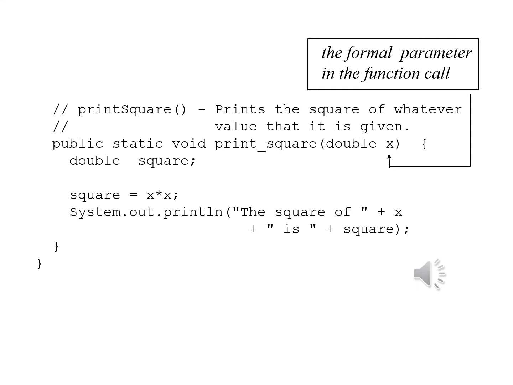Double x, as you see here, is the formal parameter, and it is being passed the value from the actual parameter in main. You'll see now I have double square. Square equals x times x. And lastly in here, System.out.println("The square of " + x + " is " + square); I have a close brace for this second method, and a close brace for the class.